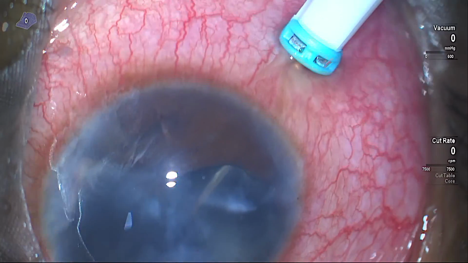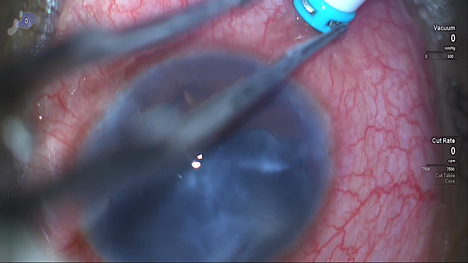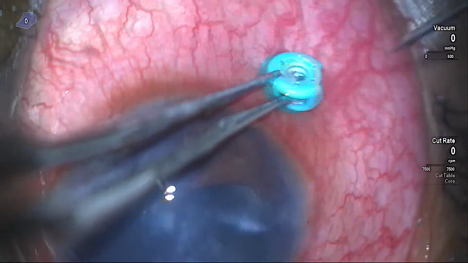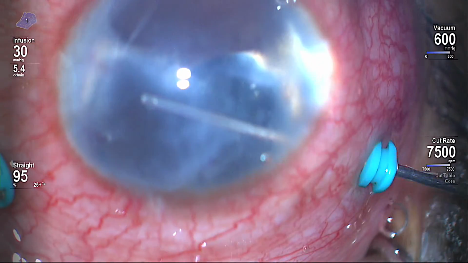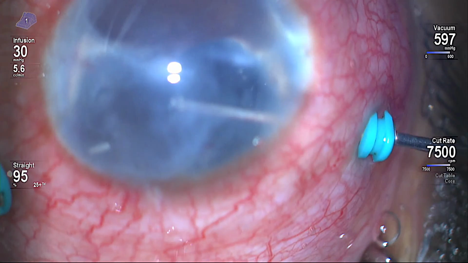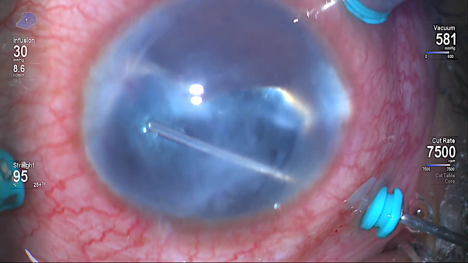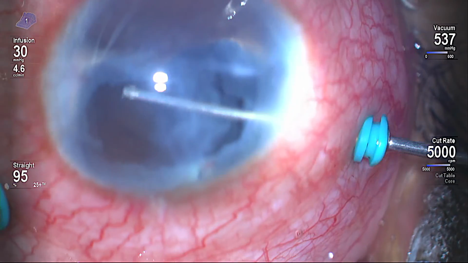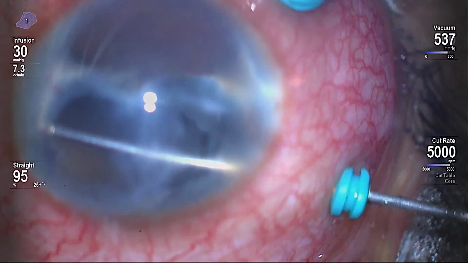A 12-year-old boy presenting with a history of firecracker injury 3 months back. The patient presented with corneal opacity, a self-absorbed lens matter and vitreous hemorrhage. After clearing the remnants of the lens, vitrectomy was done.